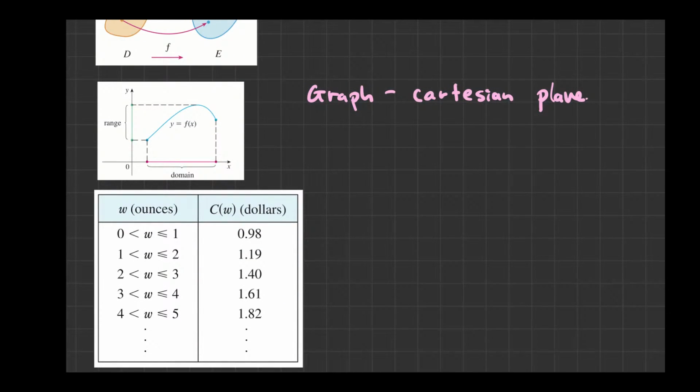And then finally, we have something called a table. This is a perfectly valid method of describing a function. The left here would be your domain, and the right would be your codomain. Or in this case, because it's just listing all the values that we have, this would also be your range.